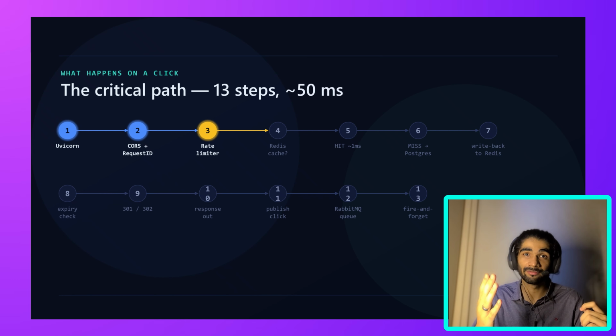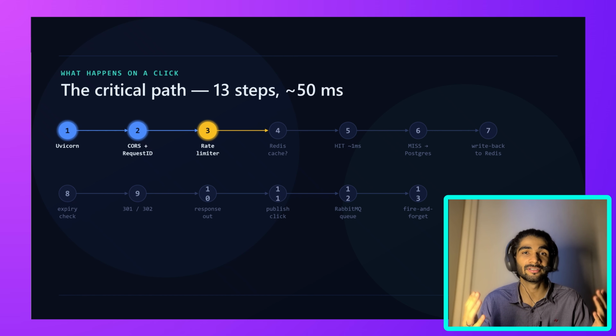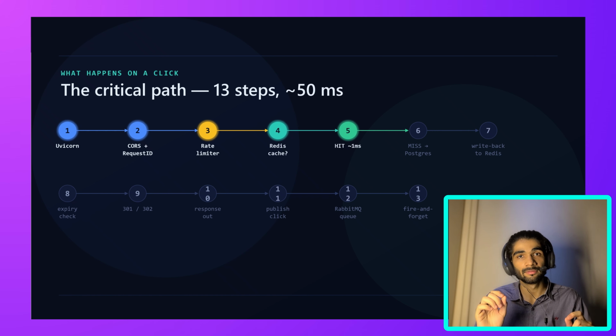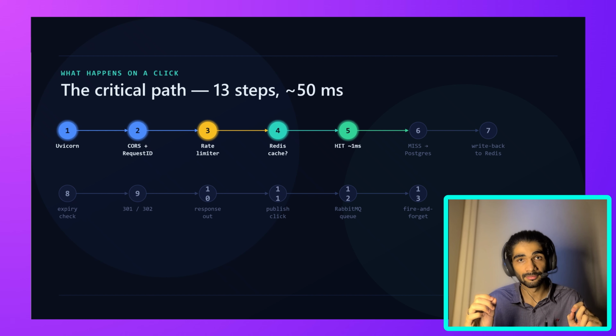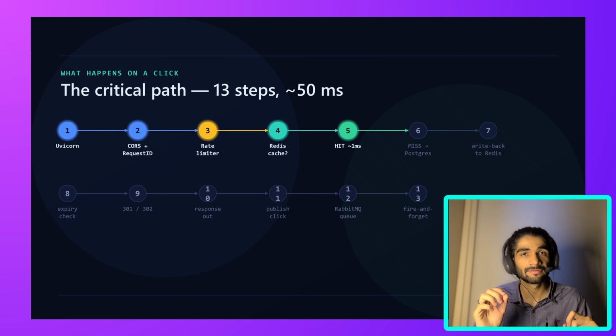If yes, then you get a 429 slap. If no, then you are allowed to go. And now the fun part, we check Redis for the shortcode. By shortcode, I mean the shorter URL. If this is in Redis cache, boom, 1 millisecond and you are redirected to your original URL. This is the fast path.